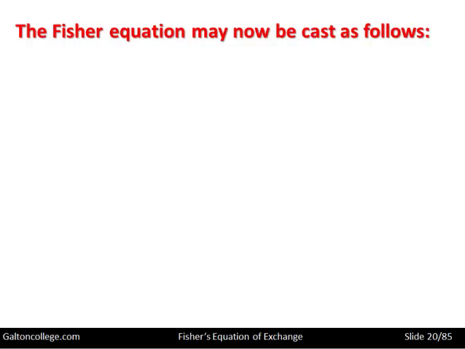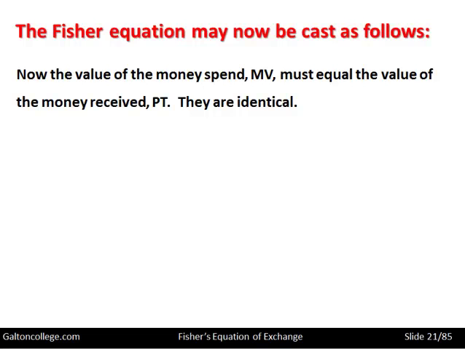The Fisher equation may now be cast as follows. Now, the value of money spent, MV, is the amount of money times the number of times we use the money. So let's take a very simple example. Let's say the government only issued £10. And we know in fact it's billions and billions, but let's say it's just £10 and we use the £10 3 times. That's the value of the money in the economy.